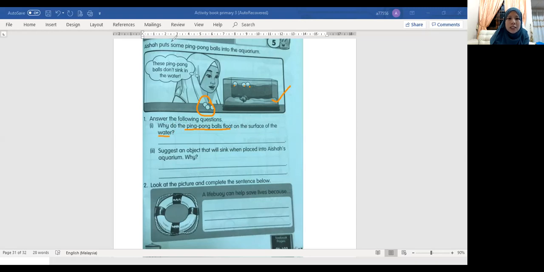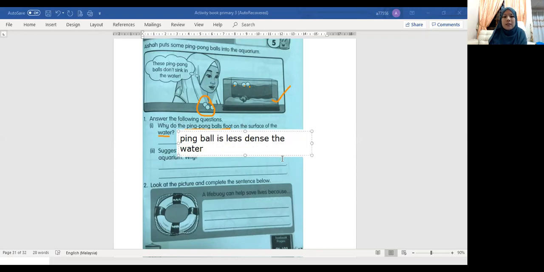Okay, as I mentioned just now, when the object floats, that means the object is less dense than water. So the ping pong ball is less dense than the water. Okay, that is the answer.